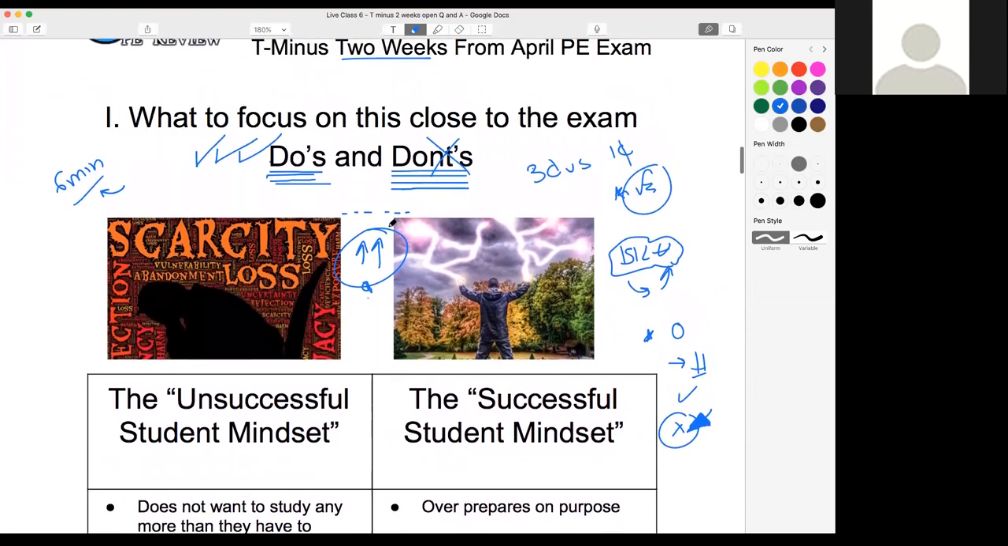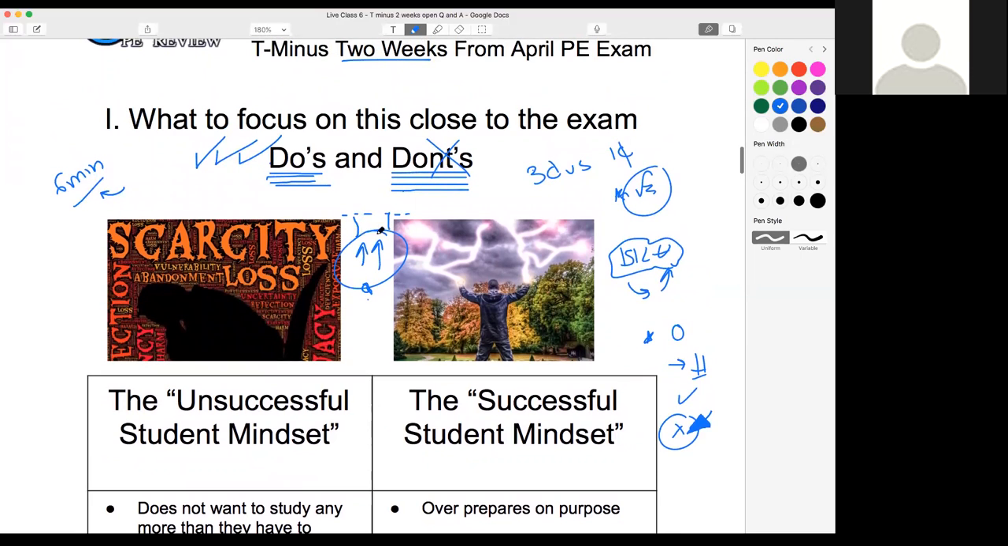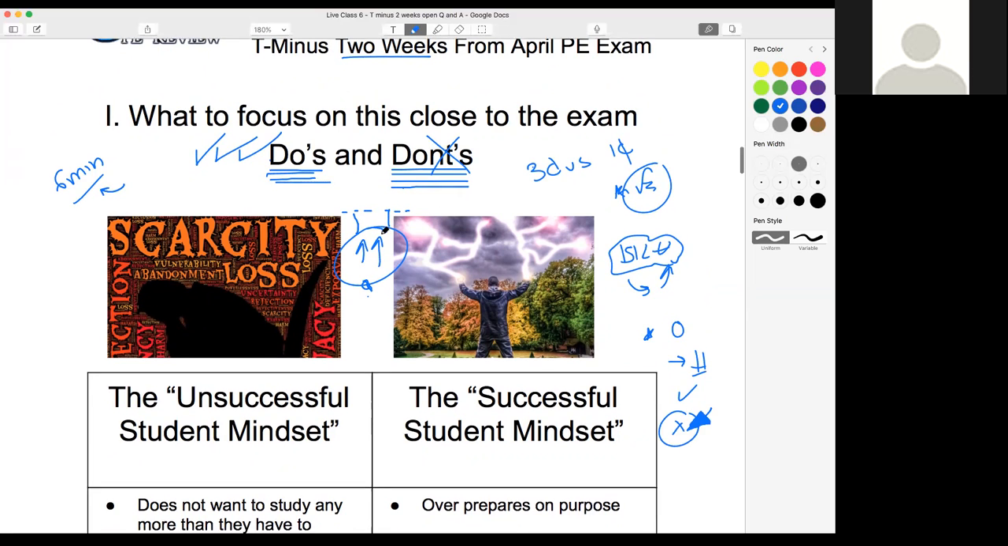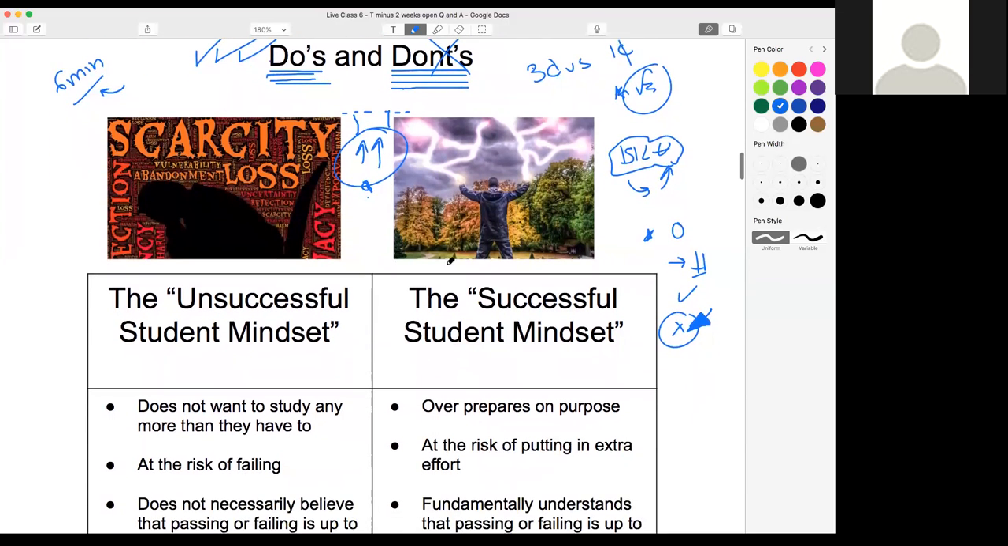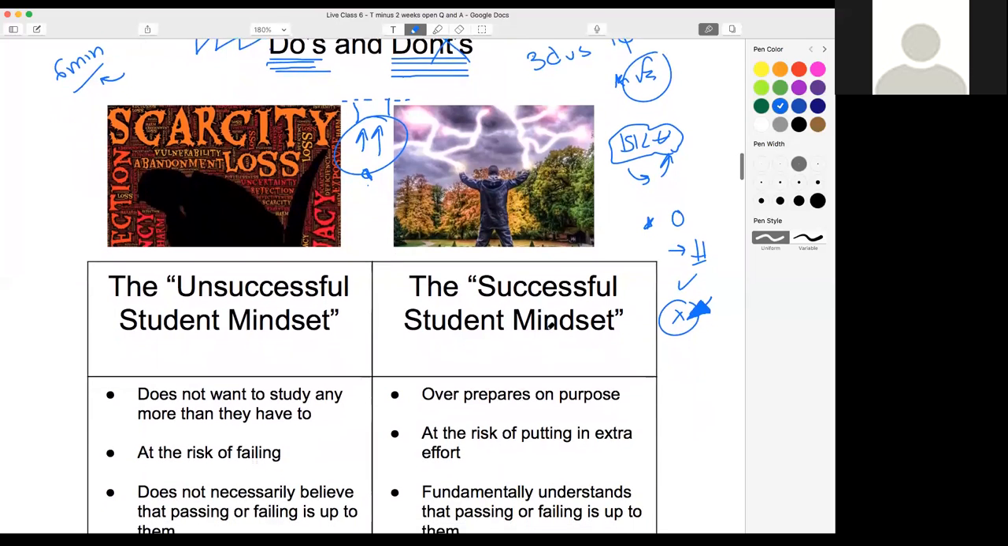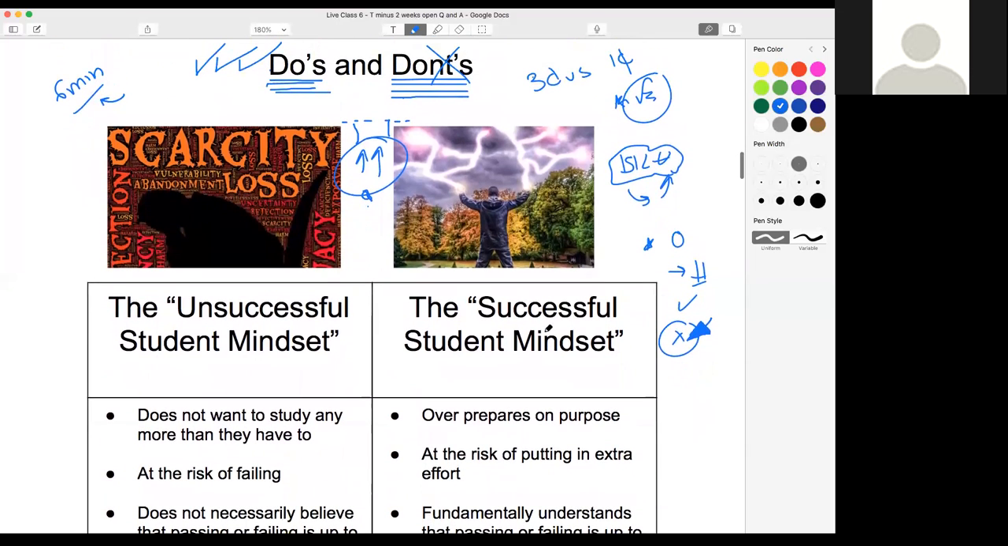It sounds like you guys are well prepared, even if you're somewhat nervous or feeling maybe a little anxious. It sounds like from all the feedback in the chat that you guys are really focusing, so that's good. Let's read over really quickly the unsuccessful student mindset and the successful student mindset. And then we won't waste any more time here. We'll get right to plugging in problems.